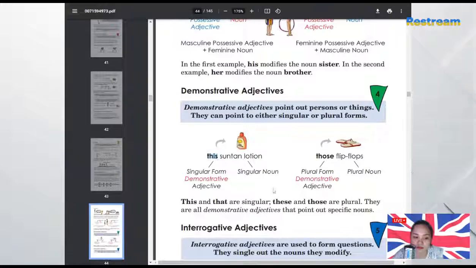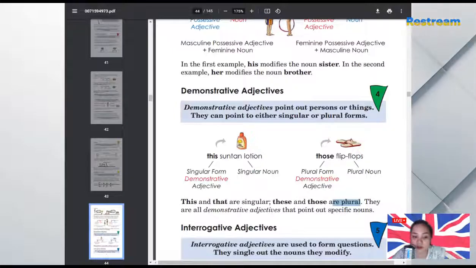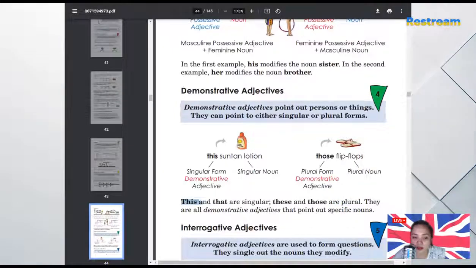So the this and that, as you can see here, are singular, while these and those are plural. So see the difference in the spelling of this for singular, and the spelling of these for plural.